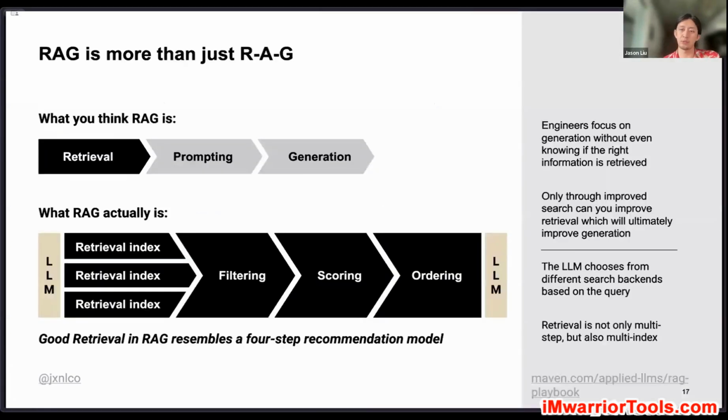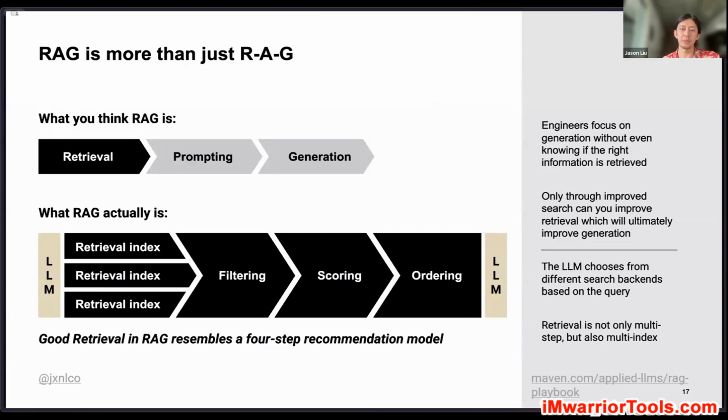The idea that I'm really wanting to push is that many people, maybe not in this audience because I've realized this audience is a little more senior, think it's going to just be retrieval, some prompt, and then some generation. But what I see in a lot of production settings is that language models are used to route across multiple retrieval indices. We have filtering and scoring and ordering, just like a four-step recommendation system.